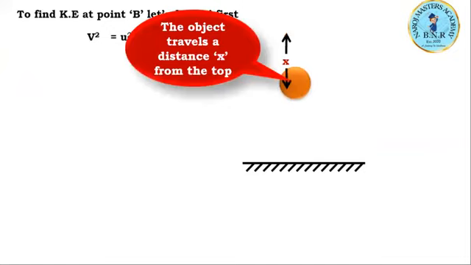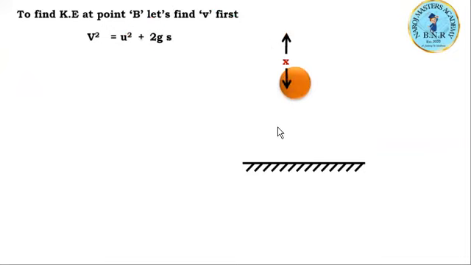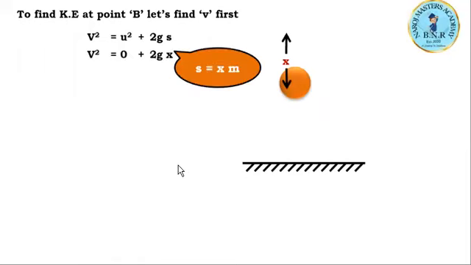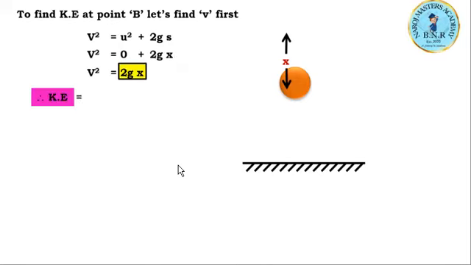Then at a certain x, the object has traveled a distance x from the top. So v square is equal to u square, which is initially maybe 0, plus 2 into acceleration due to gravity into displacement, and the displacement S is equal to x. So v square is 2gx.